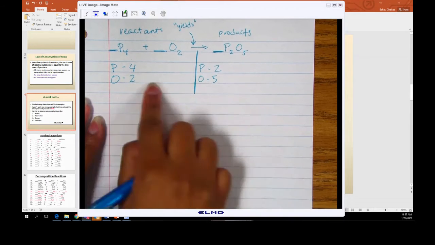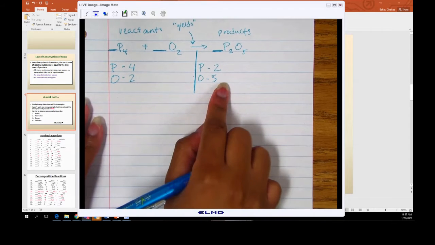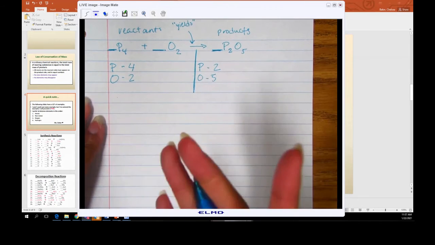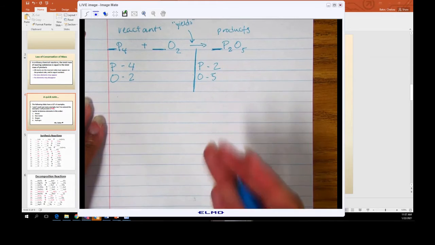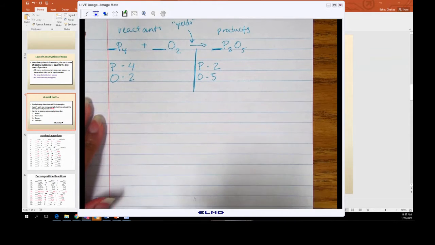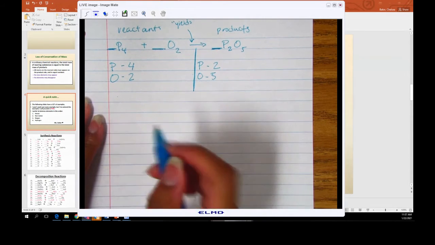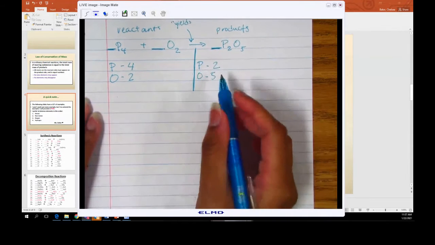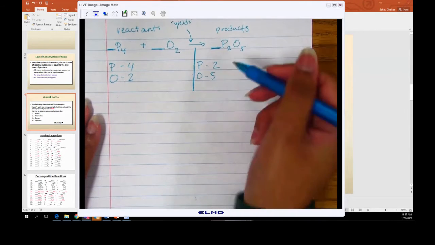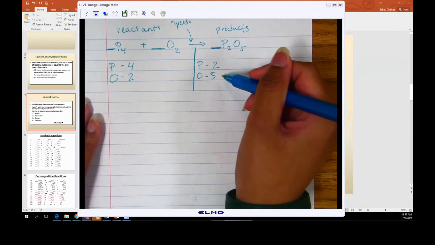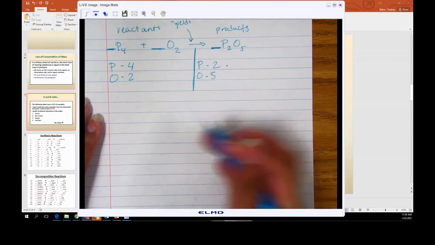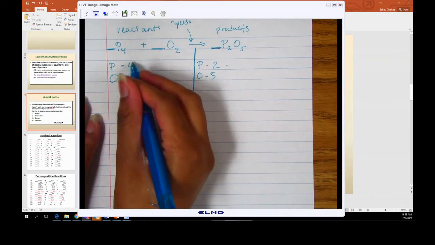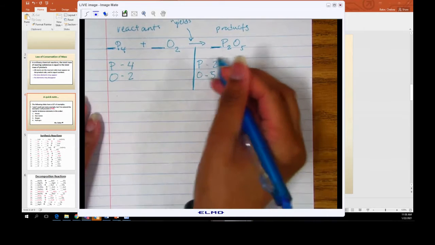Of course, the reaction is not balanced. We can see that right away. Remember my priority list for which ones I want to prioritize balancing: metals, then nonmetals, then oxygen, then hydrogen. So I don't have any metals here. I do have a nonmetal, phosphorus. Oxygen is also a nonmetal, but oxygen I prioritize third. So I am going to work on phosphorus first. I see that I've got 4 on my reactant side, but 2 on my product side.